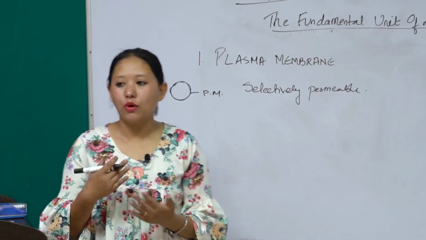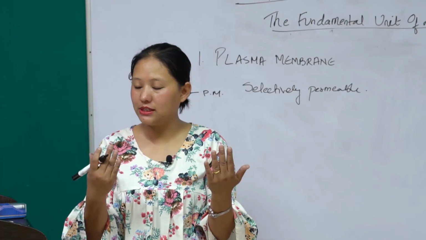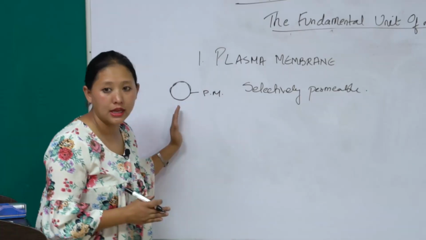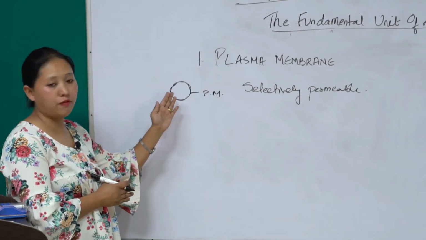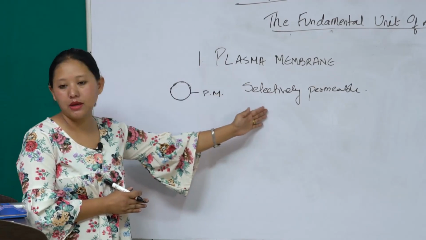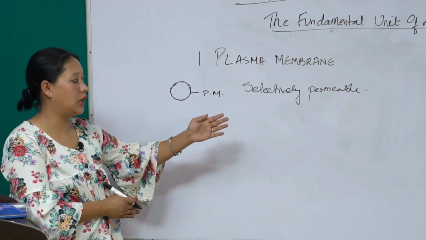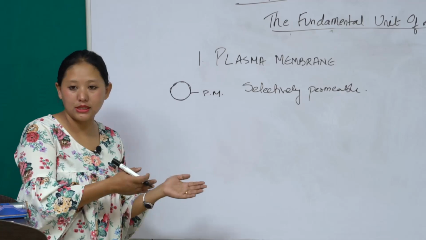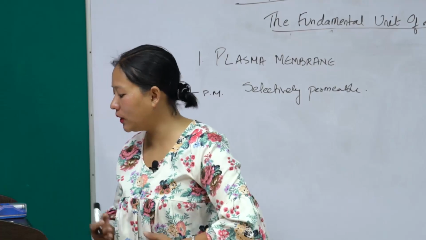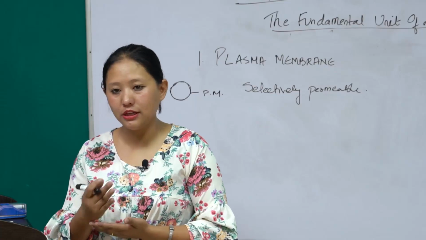So if some objects want to come inside, or go out of the cell, they will have to pass through the plasma membrane. And here, selectively permeable membrane means the plasma membrane will allow only certain objects to go inside or go out of the cell. So let us see how the plasma membrane allows things to pass.